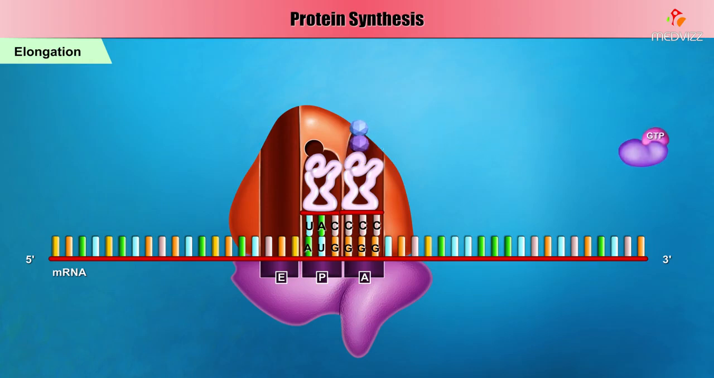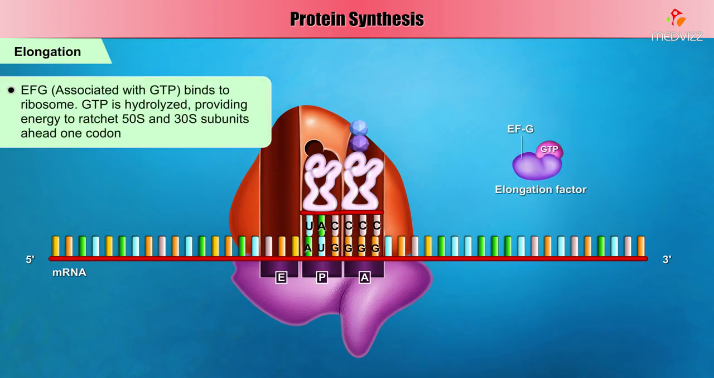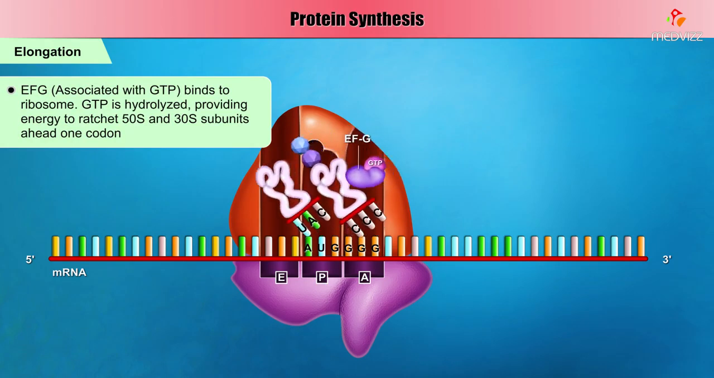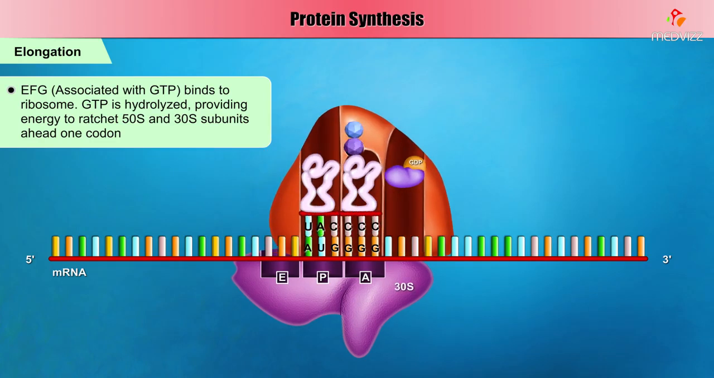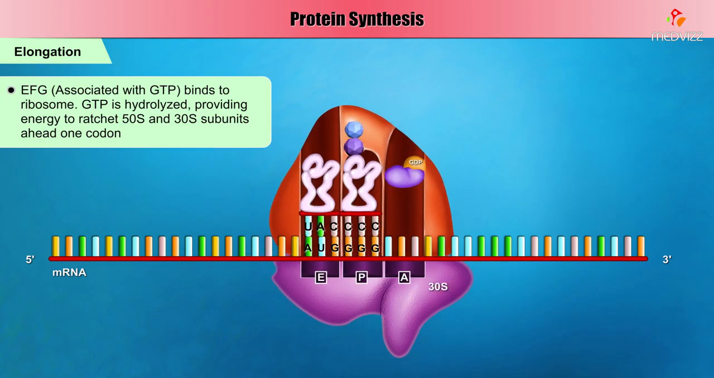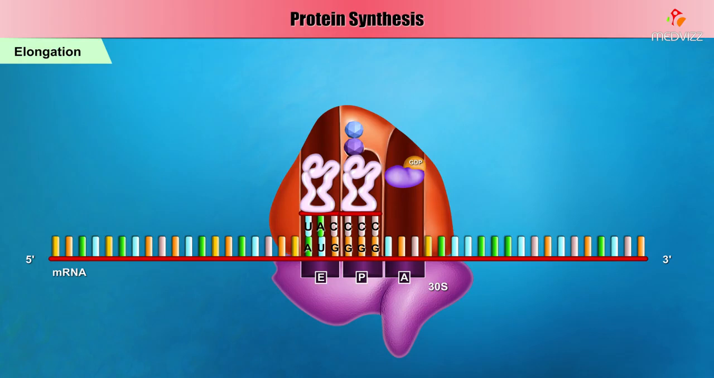The third step is called translocation. An elongation factor called EF-G, associated with GTP, binds to the ribosome. The GTP is hydrolyzed, providing the energy to ratchet the 50S and 30S subunits ahead one codon. This maneuver opens up the A site and slides the uncharged tRNA into the last site, called the E or exit site.